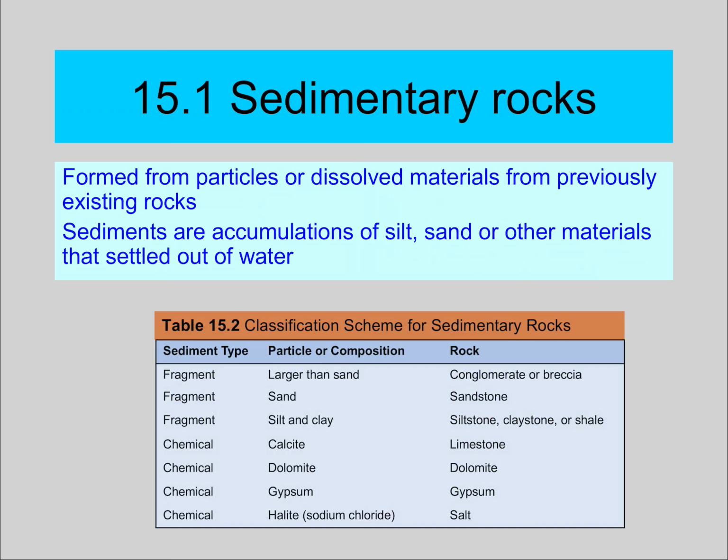Sedimentary rocks are our second group. These are formed from particles or dissolved materials from previously existing rocks. Sediments are accumulations of silt, sand, and other materials that settle out of water. And these are all examples of sedimentary rocks. So basically, sedimentary rocks are formed from the wearing away.